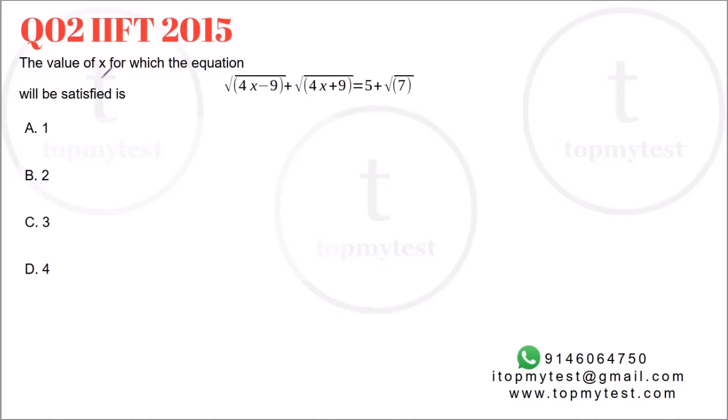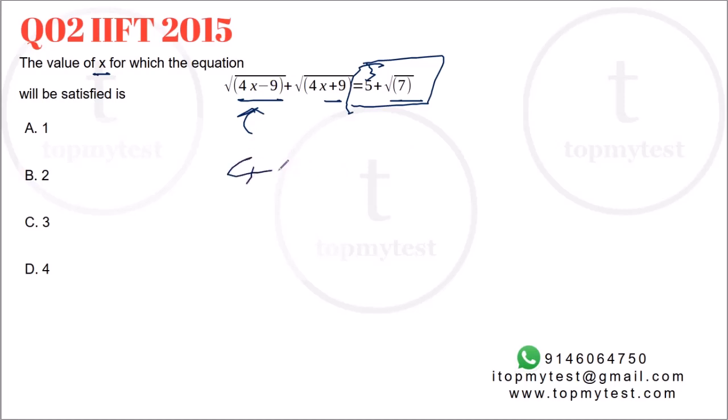Okay. Find the value of x for which the equation is satisfied. Now, one thing we need to make sure is that you cannot put a negative square root here. That will become a complex number, and the right hand side is not a complex number. It's a real number. 5 plus root 7 is a real number. So there is no way that x will take a value such that this becomes negative, right?